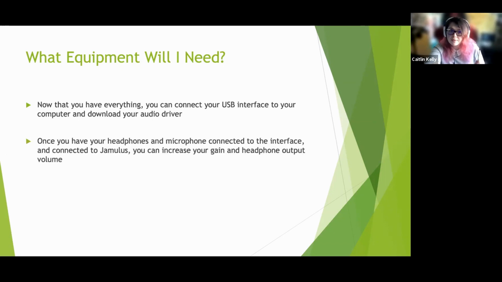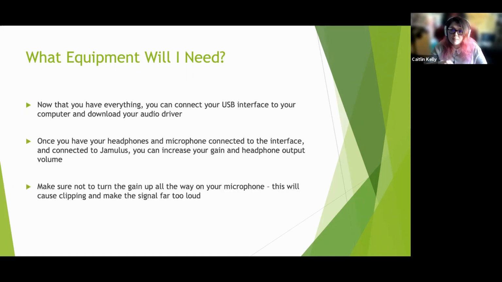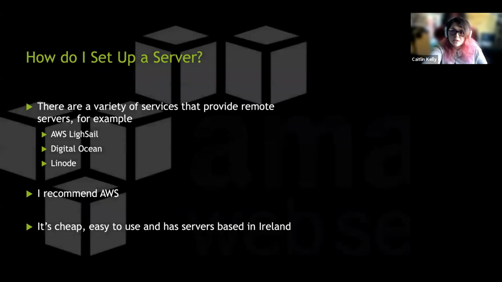And then once you have your headphones and microphone connected to the interface and connected to Jamulus, you can increase your gain and headphone output volume. But when you are doing that, make sure not to go wild with the gain and turn it up all the way. If you can't hear your mic, check other solutions first and make sure that you've connected to a server, because you don't want to accidentally turn the gain up all the way and then connect to something else and blow your ears off.